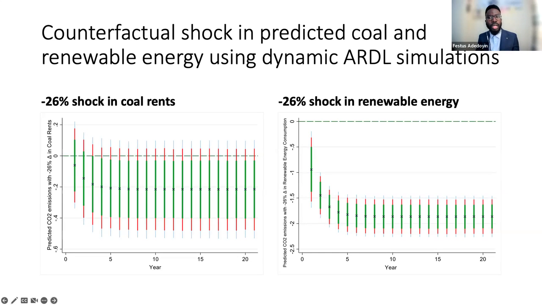So it reveals that coal increases emissions, but then it begins to decrease. And then on the right-hand side for renewables, we see that renewable energies will, again, start to elevate emissions, but then it will continue to decrease significantly the level of carbon emissions.